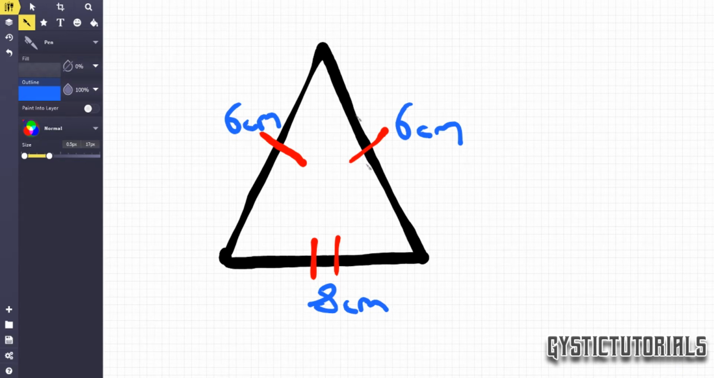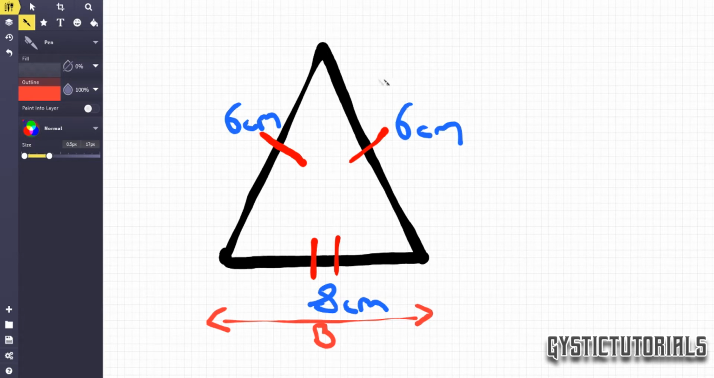Usually you won't be given all these lengths, so you might have to measure the sides. So what you want to do first is find the base of the triangle, which is this here. I'm just going to mark it and say B for base. So this down here is the base. If this is the base, this means these two sides are called the height.